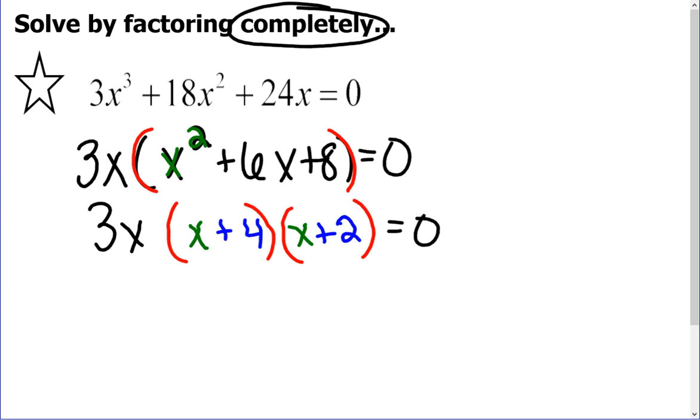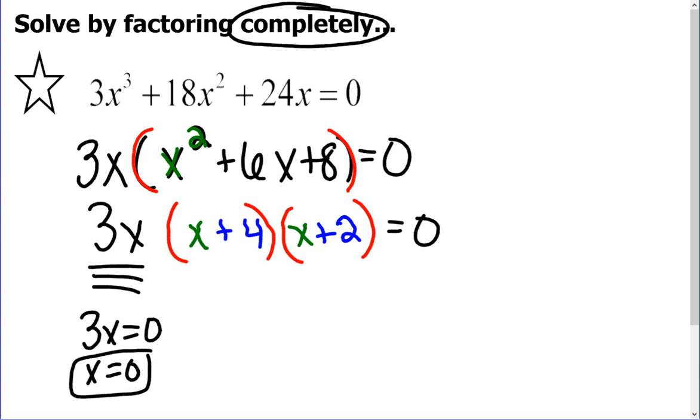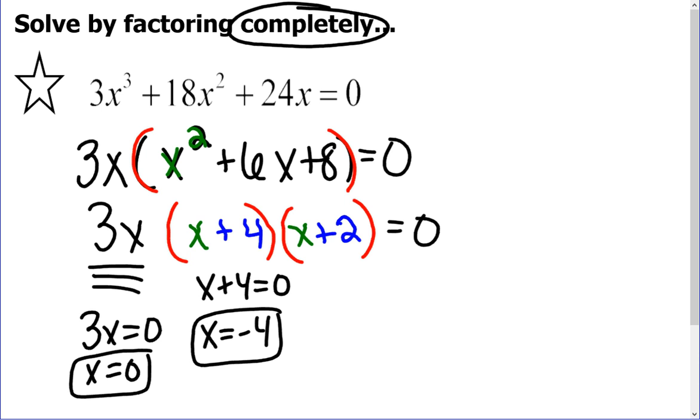And then we need to set each factor equal to 0. This 3x is a factor, and it has an x in it, so that does need to be set equal to 0. If it was just a 3, then 3 doesn't equal 0, so that wouldn't make sense. But 3x can equal 0. Divide by 3, and 0 divided by 3 is 0. X plus 4 equals 0. Subtract 4 from both sides. And x plus 2 equals 0. Subtract 2 from both sides.